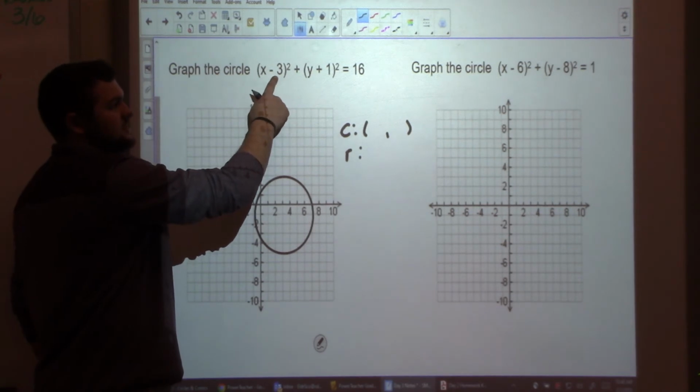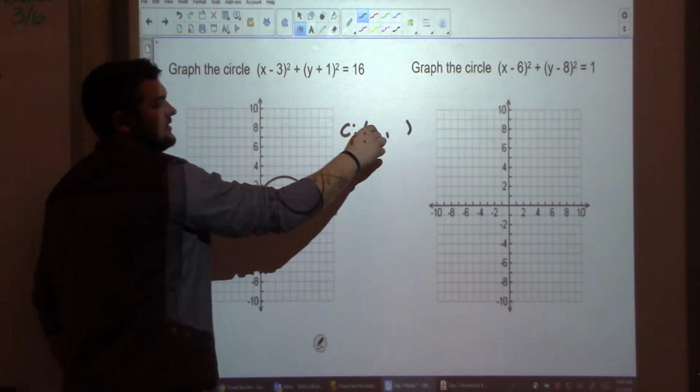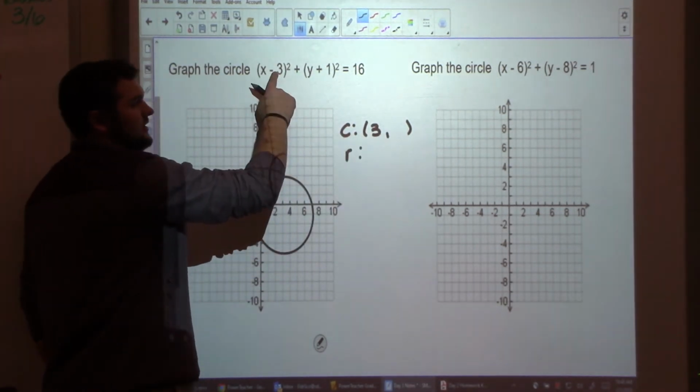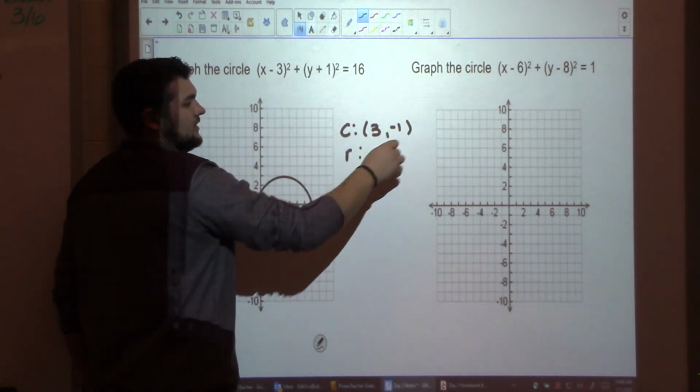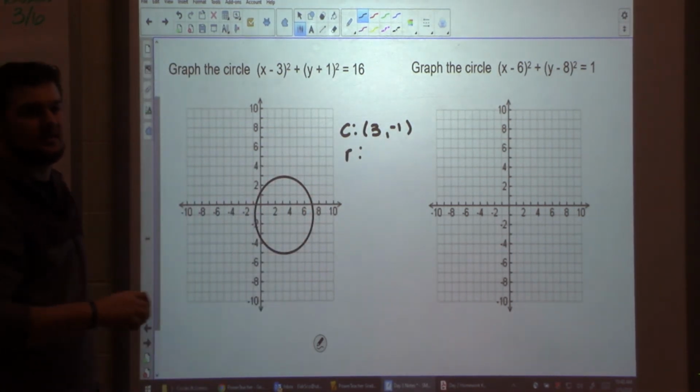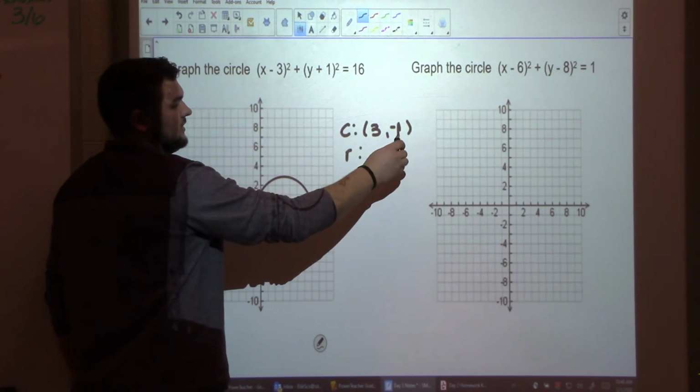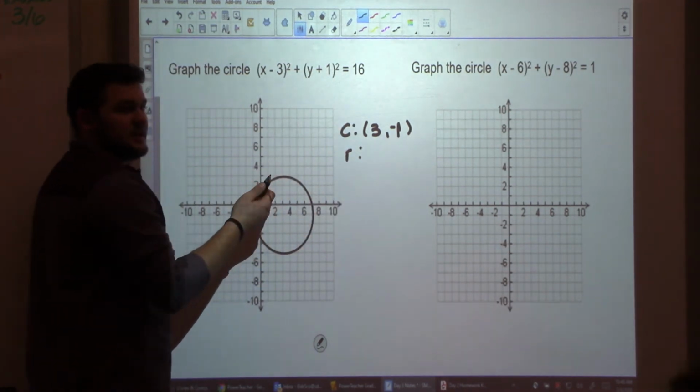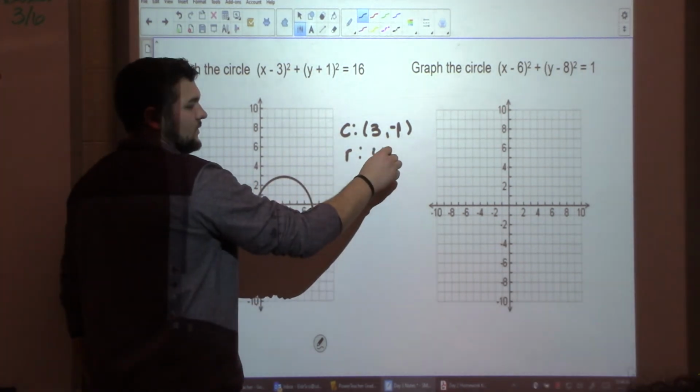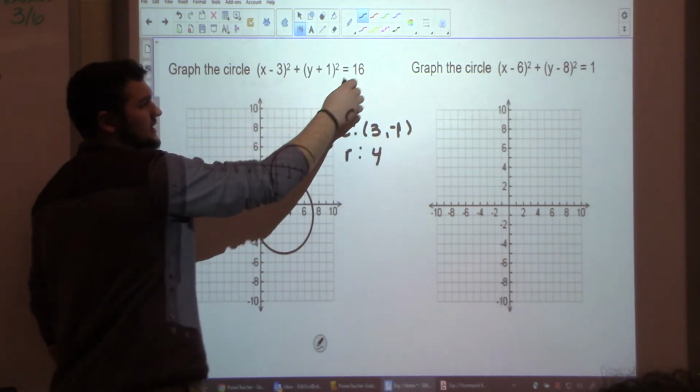Taking the opposite of what's inside. So if I have x minus 3, positive 3. If I have y plus 1, negative 1. So the center is 3, negative 1. Square root of 16 is 4, right? So I take the square root of this to get my radius.